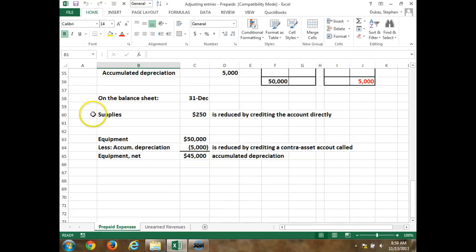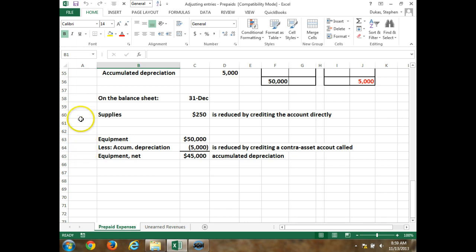At the end of the year, the supplies account is reported at its net amount, $250. The equipment account, however, the historical cost of $50,000 is still reported. We subtract the accumulated depreciation, which is again our contra asset account, and we show the equipment net book value of $45,000. On the books, the value of this equipment has fallen $5,000, but we don't credit the asset directly. We show it as the difference between equipment and accumulated depreciation.